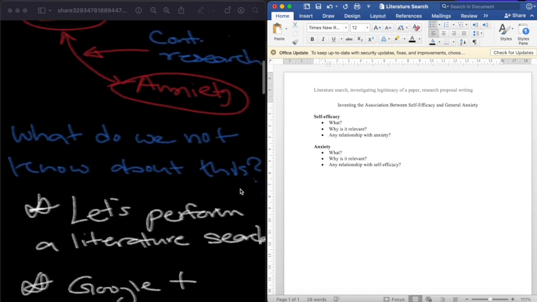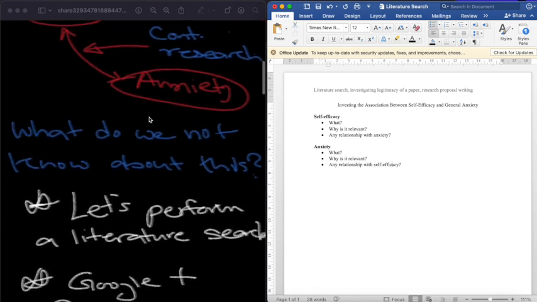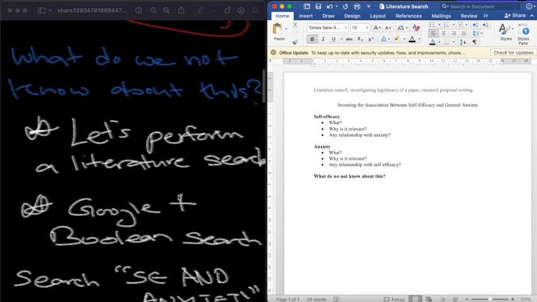And what do we not know about this? Is there something that we don't know about this? So that we are going to keep it here. What do we not know about this? I need to have these basic things to do my literature search, okay? So I'm going to keep this right here as well.